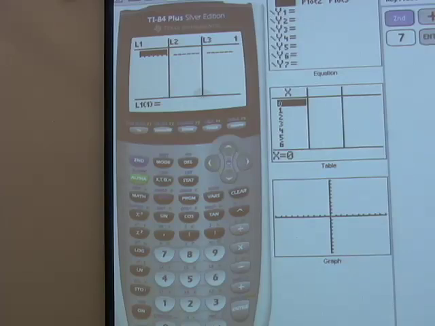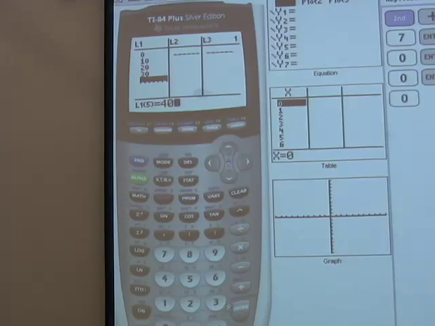What are they? 0, enter. 10, enter. 20, enter. 30, enter. 40, enter. 50, enter. And 60, enter. And now press the right arrow to go to the next line so that we can enter the corresponding rate values.